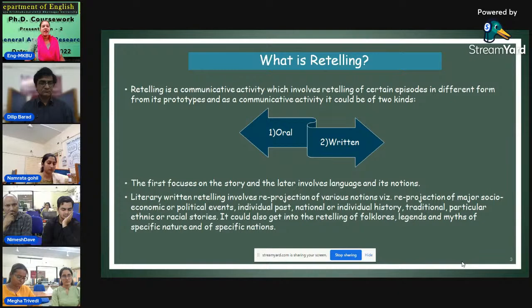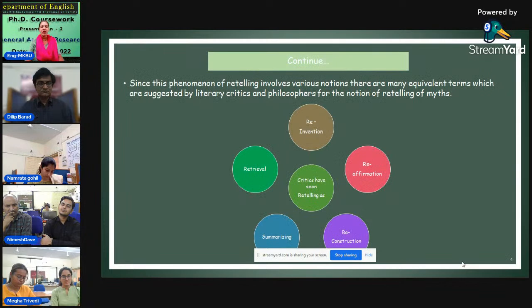Literary written retelling involves reprojection of various notions or a reprojection of major socio-economic or political events, individual past, national or individual history, traditional particular ethnic or racial stories. It could also be the retelling of folklores, legends and myths of a specific nature and of specific nations. Since this phenomenon of retelling involves various notions, there are many equivalent terms suggested by literary critics and philosophers for the notion of retellings of myth.